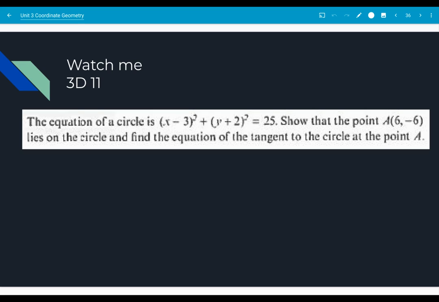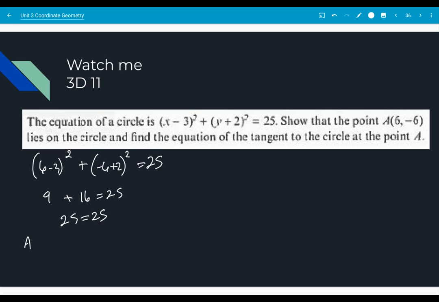So we have an equation with x and y. We just have to plug everything in. So we say (6 - 3) squared plus (-6 + 2) squared equals 25. So this becomes 9, 16. We get 25 equals 25. So A is on the circle.